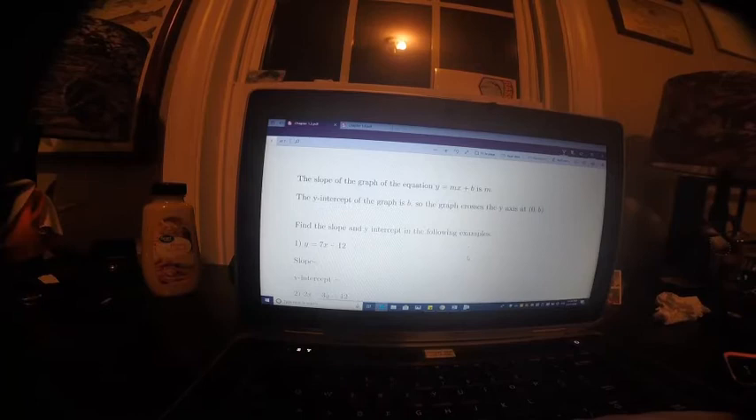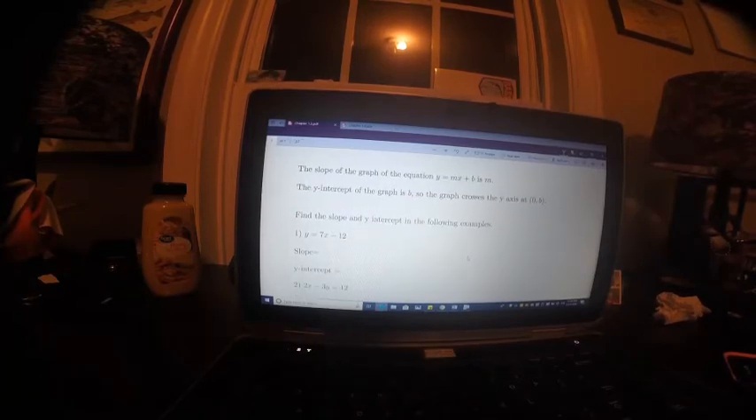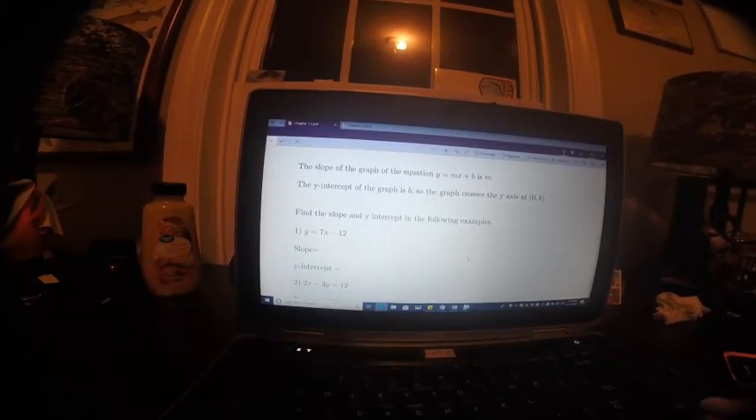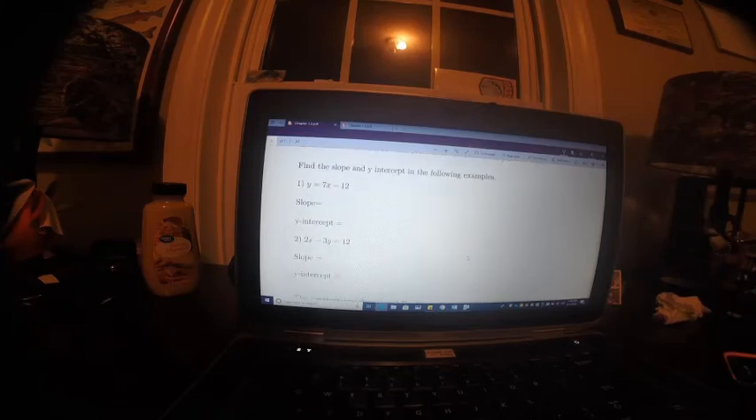On to the next page. Next page says the slope of the graph of the equation y equals mx plus b is m. The y-intercept of the graph is b, so that the graph crosses the y-axis at (0, b). Find the slope and y-intercept in the following examples. This should be extremely straightforward.